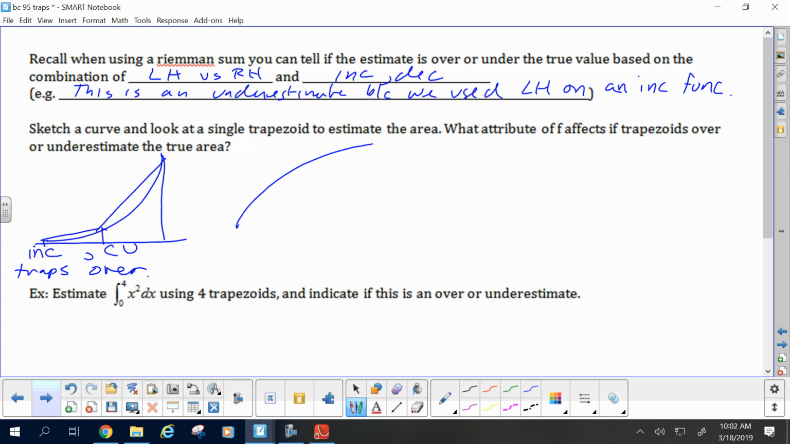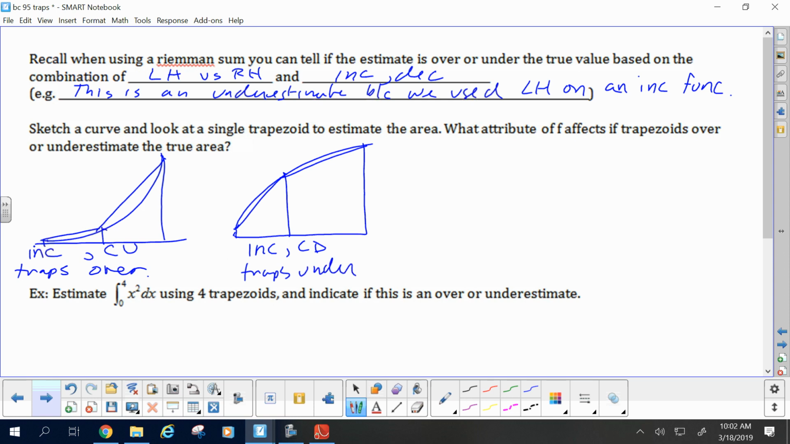Increasing, concave down in two regions. Increasing, concave down: do trapezoids over or underestimate? Under. Trapezoids under.